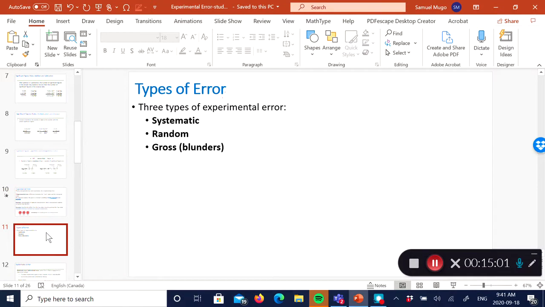So, types of error out there. There are three types of experimental errors. You've got what you call systematic error, sometimes they call it determinate error. There's what you call random errors or indeterminate errors. And of course, there are blunders too, or what they call gross errors, that hopefully won't exist for you.